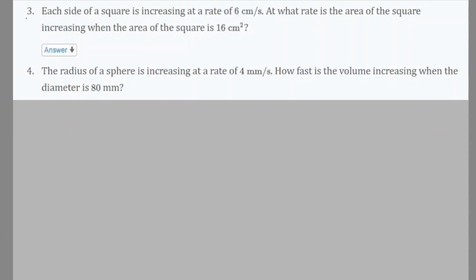Alright, so I want you guys to try number 3 and number 4. Number 3 is dealing with the square, and you want to find dA/dt, I believe. And number 4 is dealing with the sphere, and you want to deal with the volume, so dV/dt. So you could pause the video and try those out.